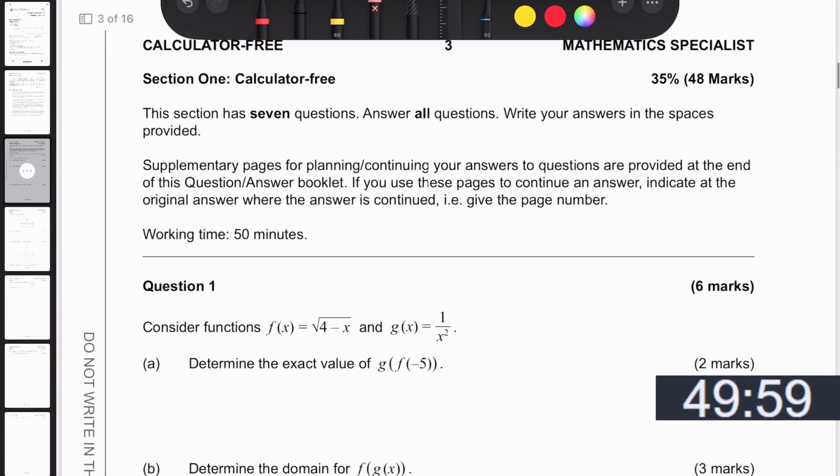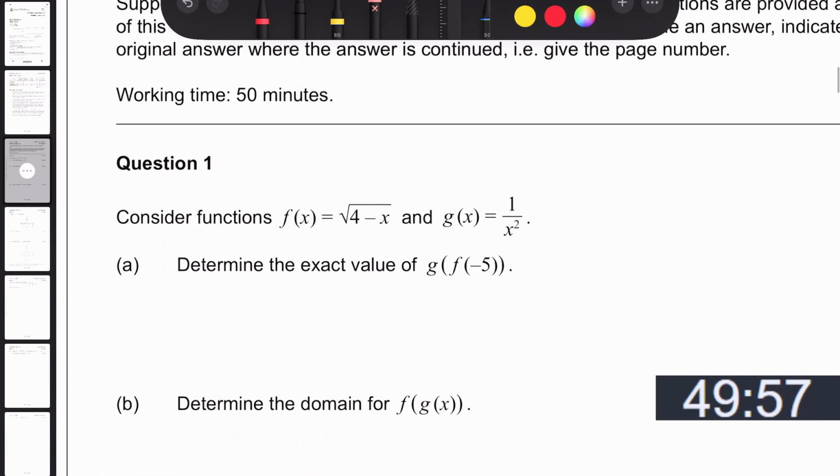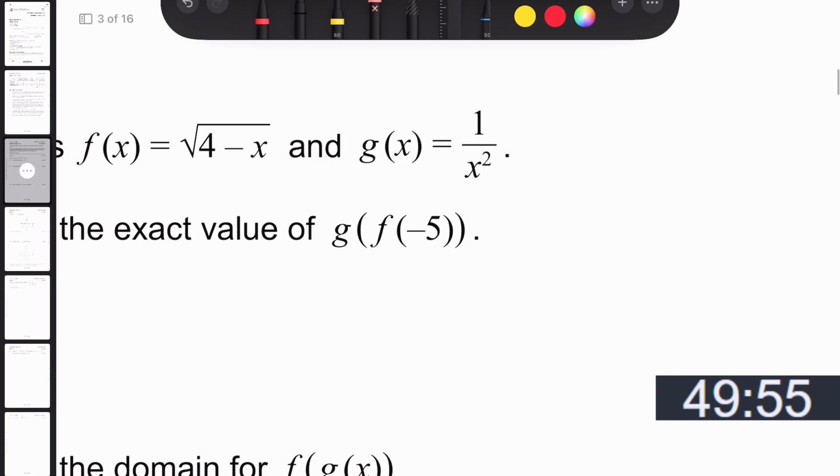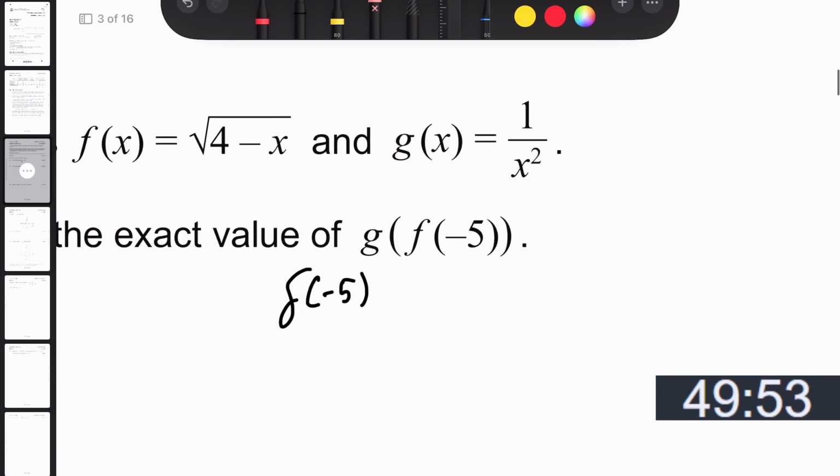50 minutes. Consider the functions of this. Determine the exact value of f of negative 5. So f of negative 5 is going to be 3. So then g of 3 is equal to 1 on 9.